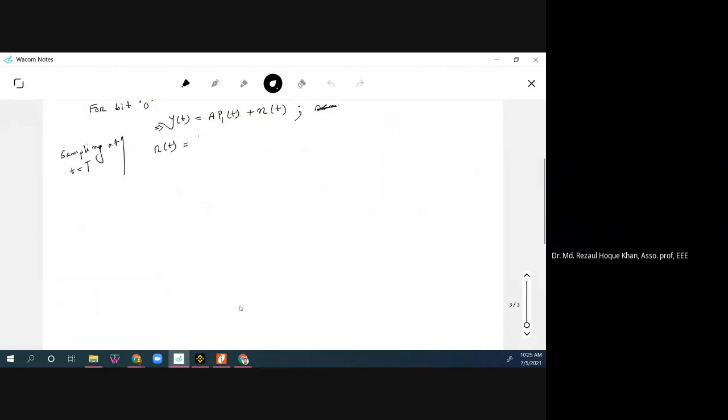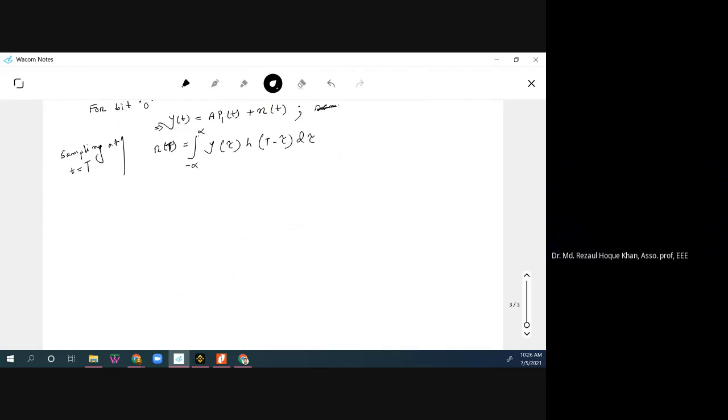So r(T) can be found as the integral from minus infinity to infinity of y(tau) h(T minus tau) d tau. Okay, so the received signal should be at capital T, because this is sampled at small t equal to capital T. Okay, so this is for information 0.